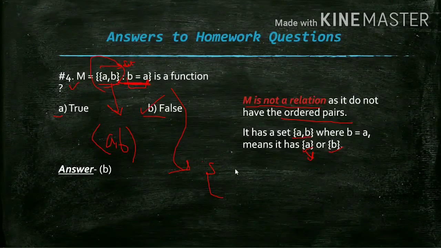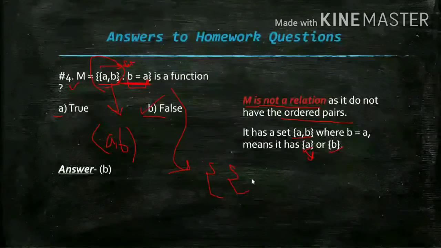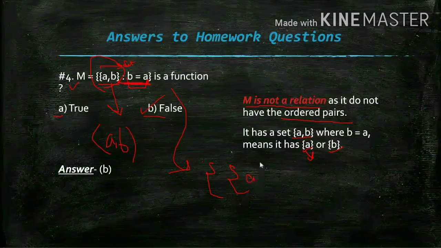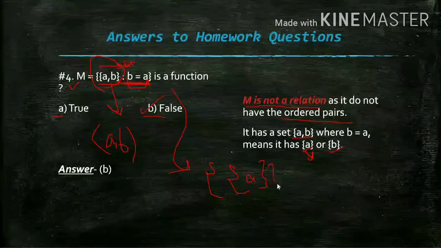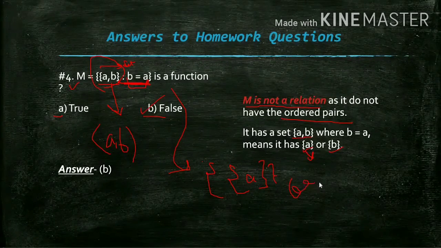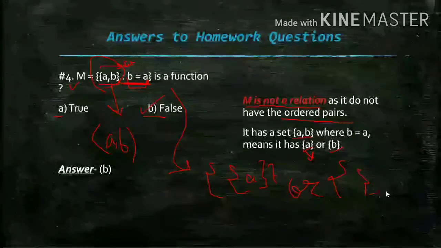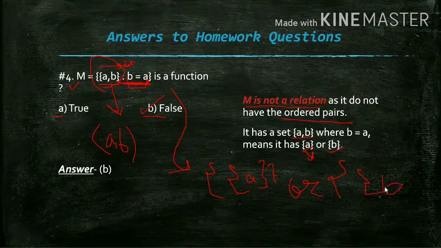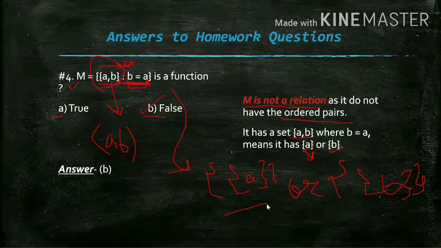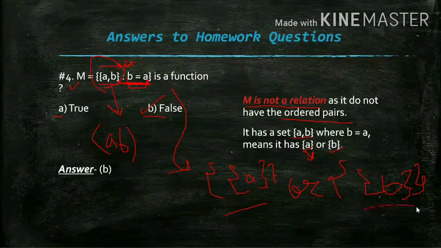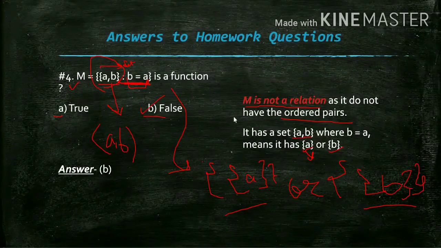It would be a set containing this set, this element A. Okay. So either it would be this or it would be like this. A set containing the set B containing the element. A set containing the set which contains this set. So either this would be the element or this would be the element. Anything can be there because B is equal to A.